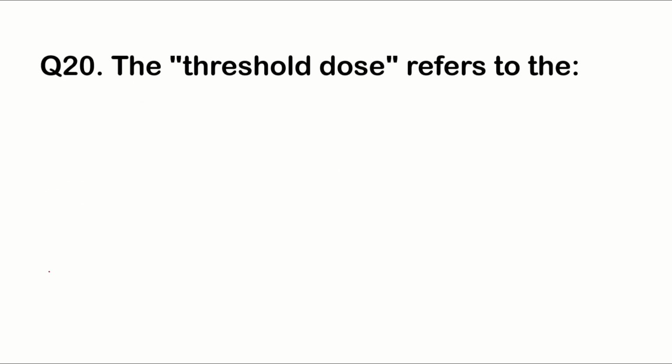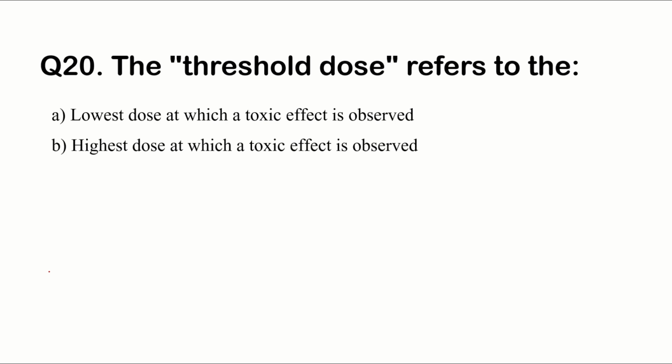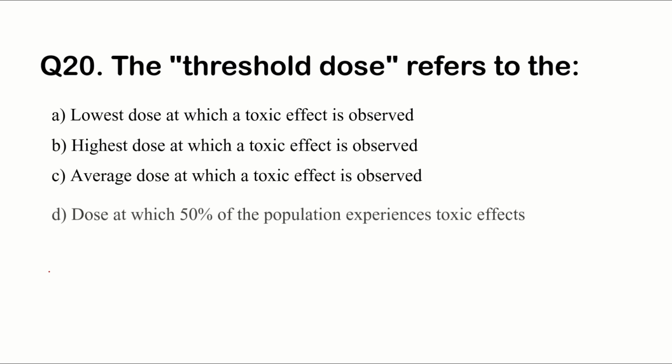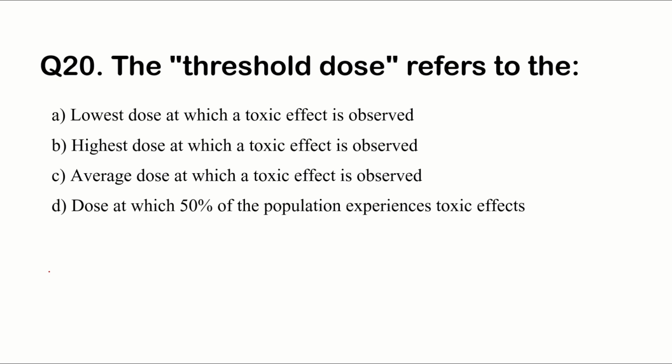And the last question, that is 20. The threshold dose refers to the lowest dose at which a toxic effect is observed. B, highest dose at which a toxic effect is observed. And option number C, average dose at which a toxic effect is observed. And option number D, a dose at which 50% of the population experiences a toxic effect. So the right answer, as we know, is that the lowest dose at which a toxic effect is observed is known as the threshold dose. So the right answer is option number A.